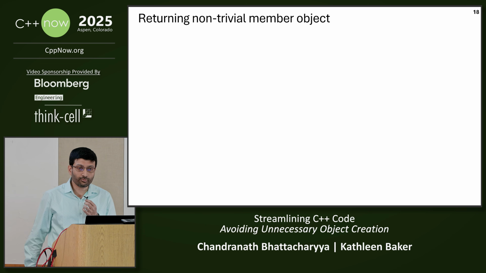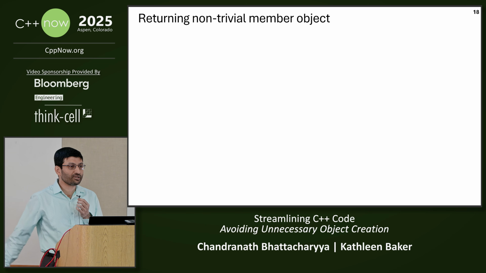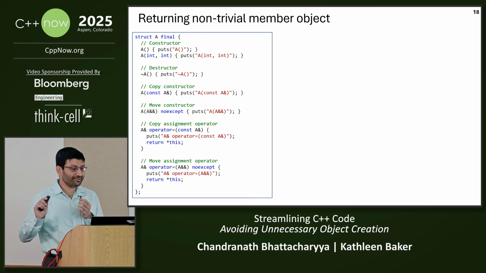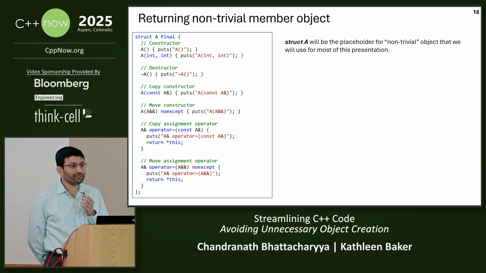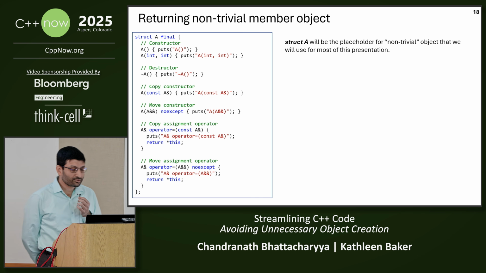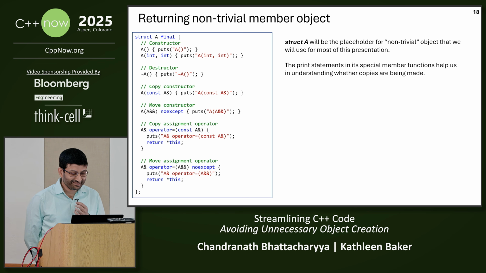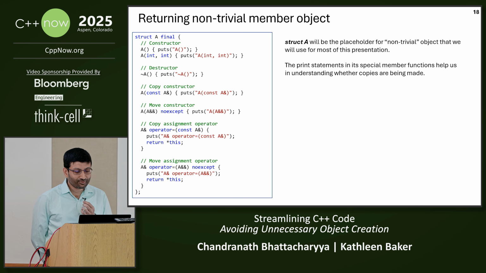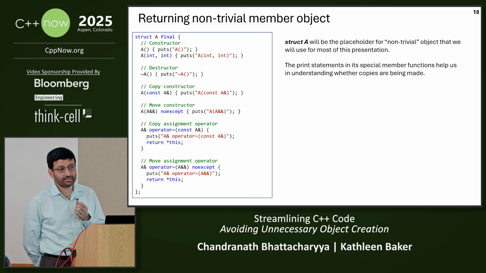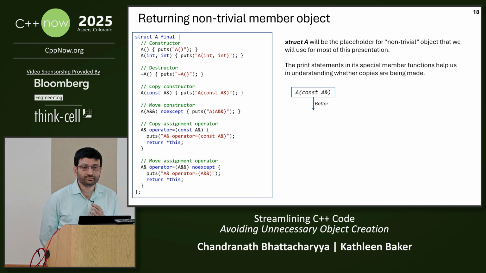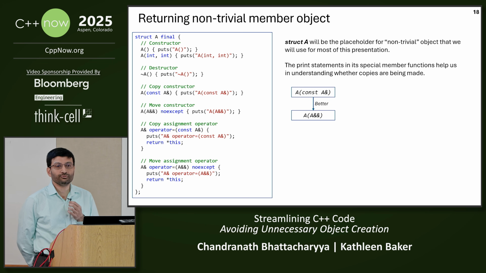Returning non-trivial member objects. For that, we have to create a super special struct. Yes, nothing special about it. But anyway, it will be our placeholder for non-trivial objects that we'll use for most of this presentation. Its superpower is printing. The print statements in its special member functions help us understand whether copies are being made. So if there is a copy constructor being called, this is what we'll see.